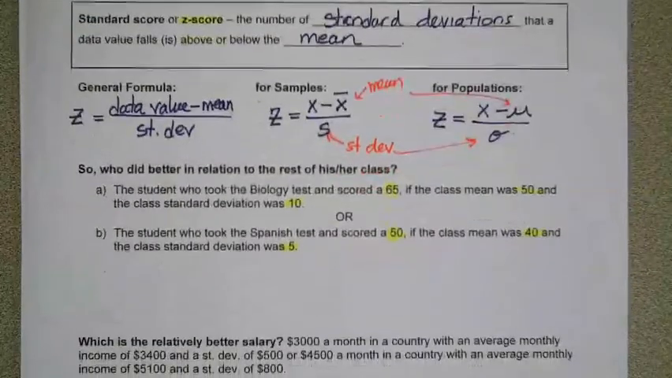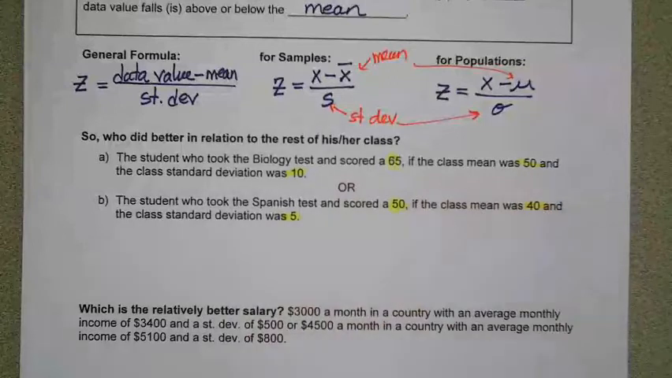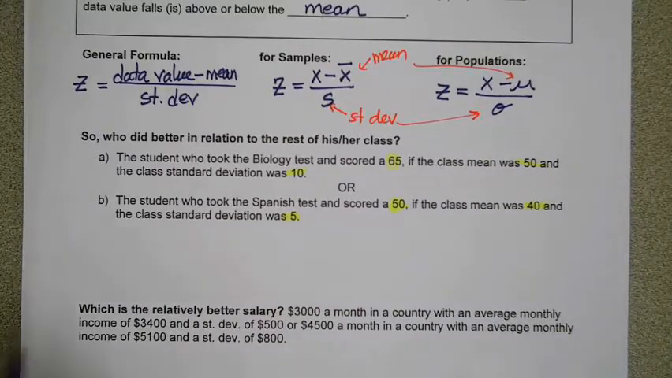You could do your own thinking about this and say, well, they both were above the mean, so they were both above average. And that's true. But in relation to the rest of the class, we looked at all that data laid out, if we thought about a bell curve.